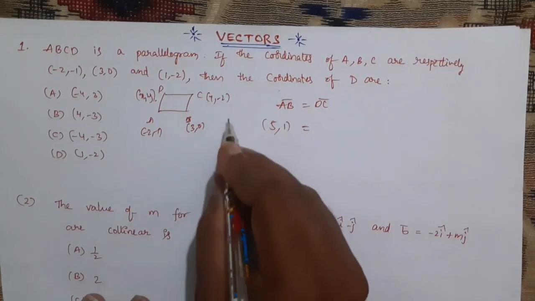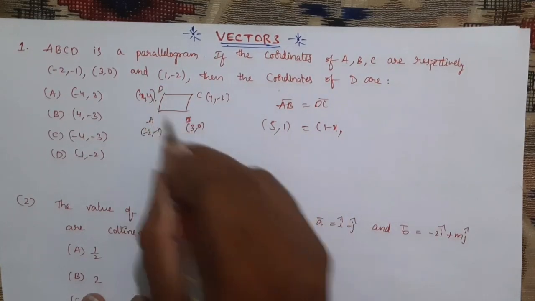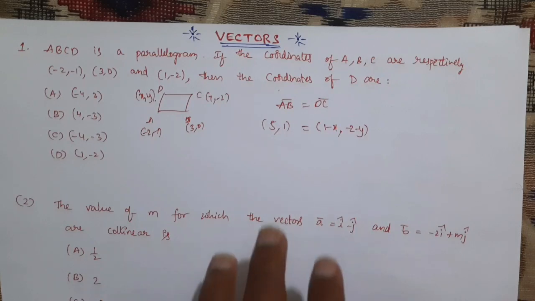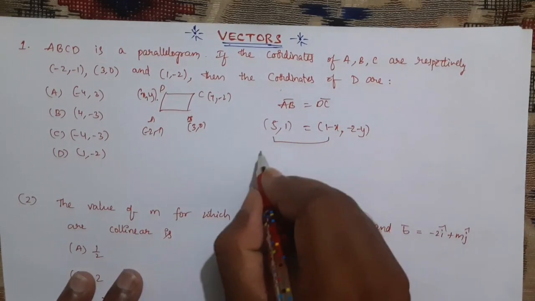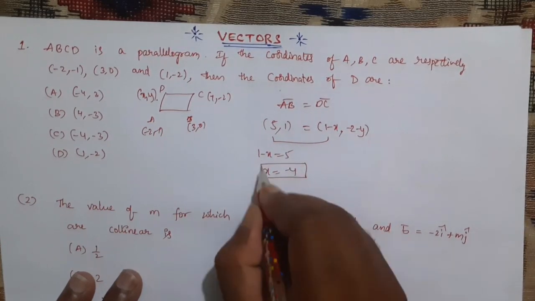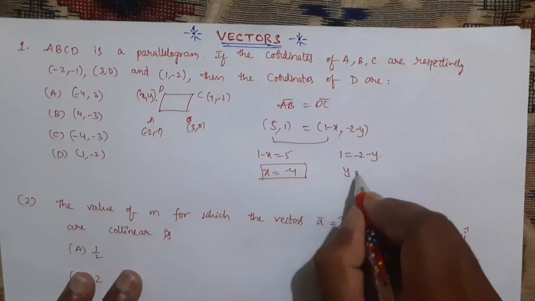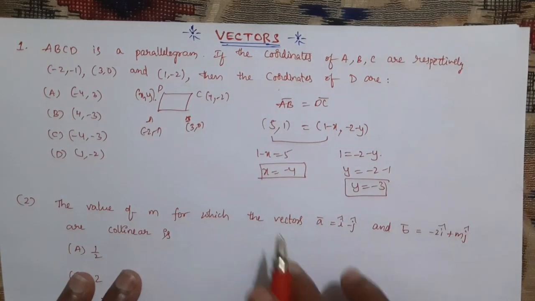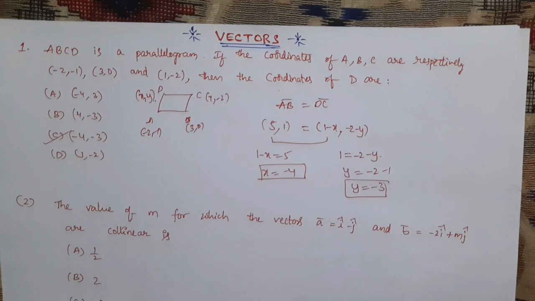Which is equal to DC: 1 minus x, -2 minus y. If we equate these two, we will get the x and y values. 1 minus x equal to 5, x equal to -4. And again 1 is equal to -2 minus y, y is equal to -2 minus 1, y equal to -3. That means x, y values are -4, -3. Like this you need to do.